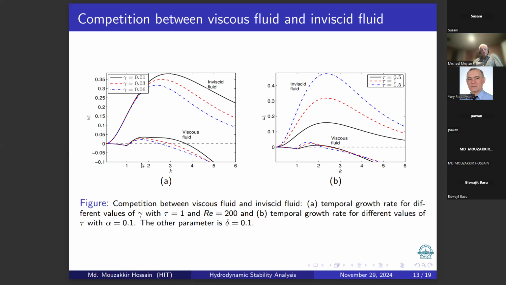And in figure B, we have plotted for different external shear force. If we increase the external shear force or air shear from 0.1 to 1.5, in both cases we can see the surface wave instability increases, followed by an increase in the maximum growth rate of the surface wave.